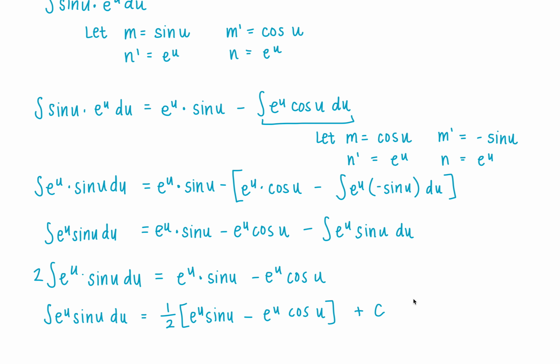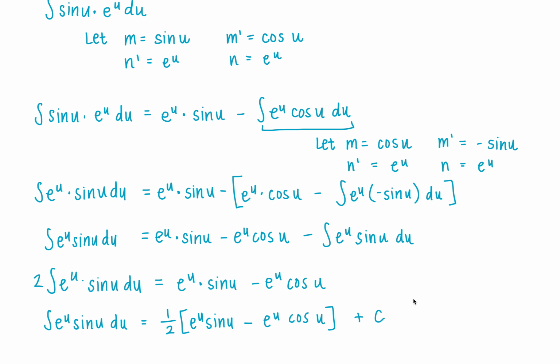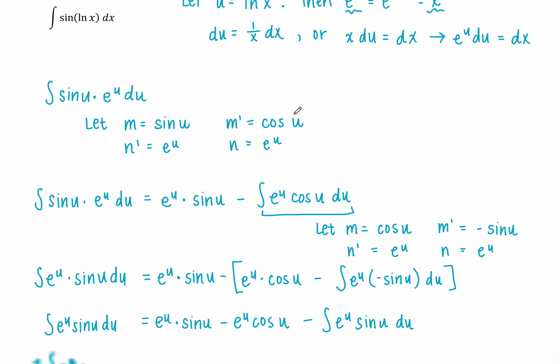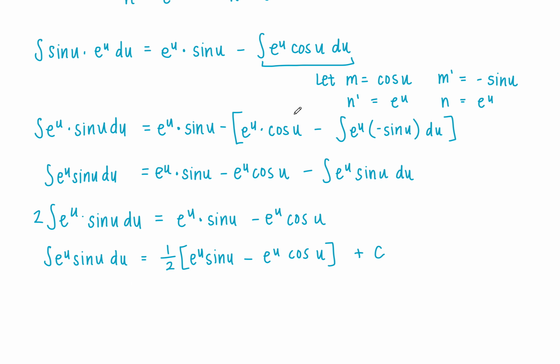Up at the very beginning, we had done the u substitution. So if I scroll back up here, e to the u equals x, and u equals the natural log of x. So using that substitution, here's what I have. My final answer is 1/2 x times the sine of the natural log of x minus x times the cosine of the natural log of x plus c.